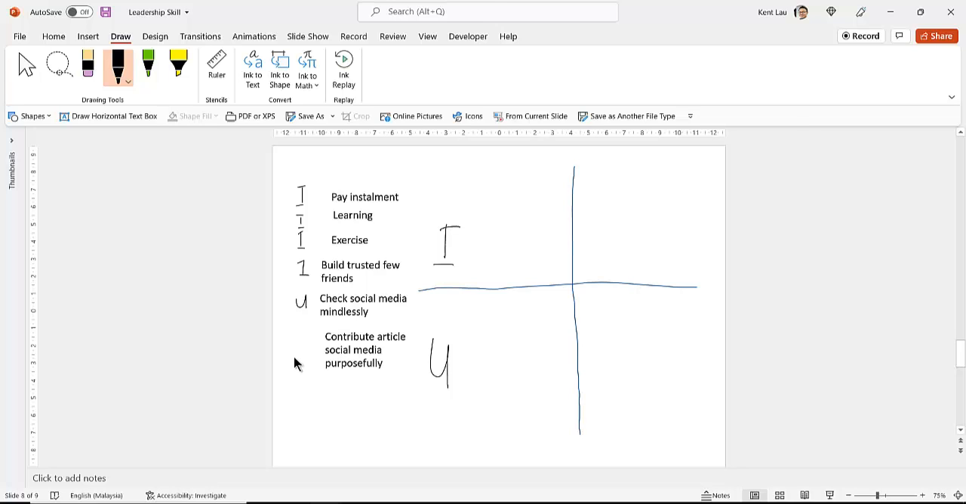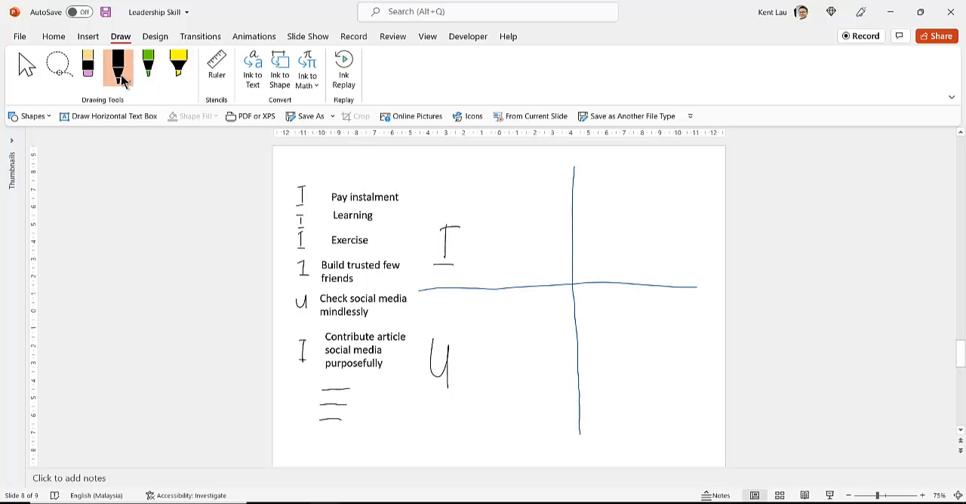So contribute articles to social media purposefully? Well, depends on your job role, right? So you can put it as important or unimportant. If you have a lot of time, then of course you can put it as important as well. Continue to list out every activity you have. Now the next question is that the unimportant ones you just ignore first, right? Just look at the important first.